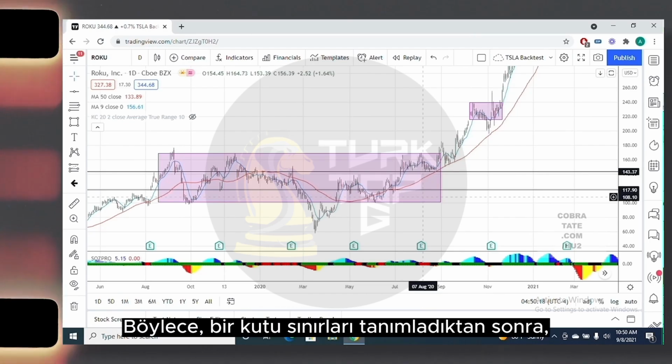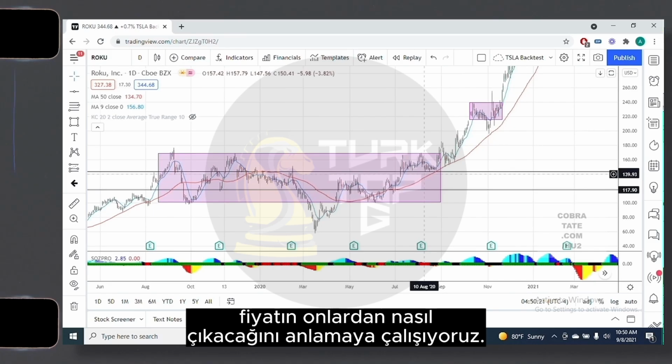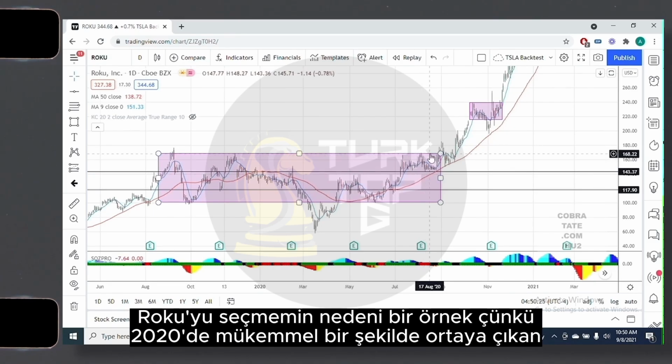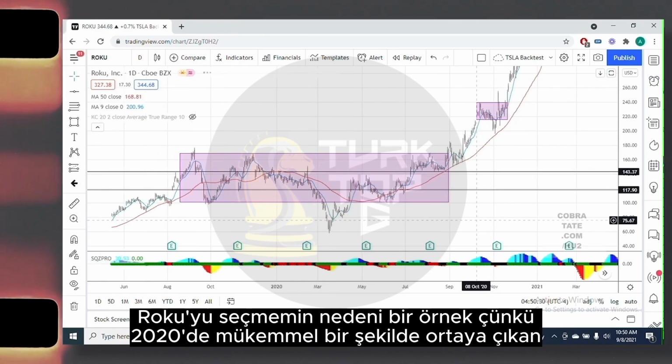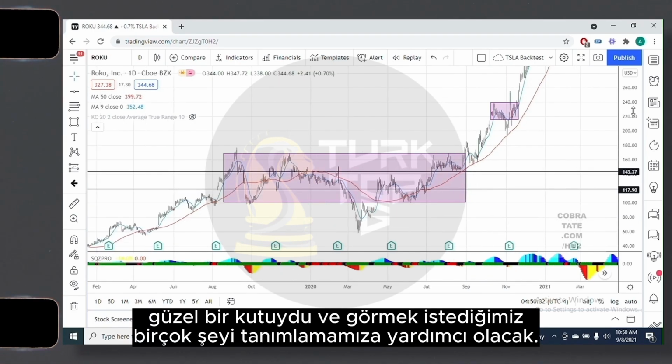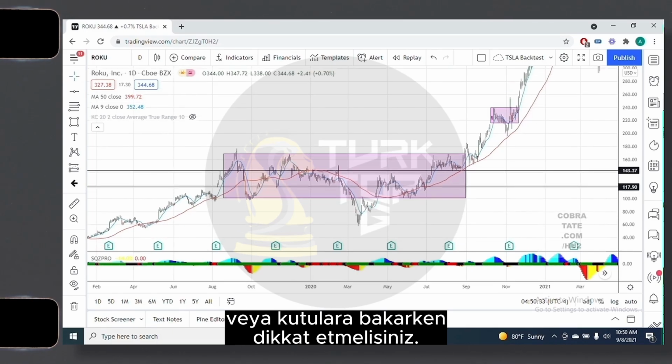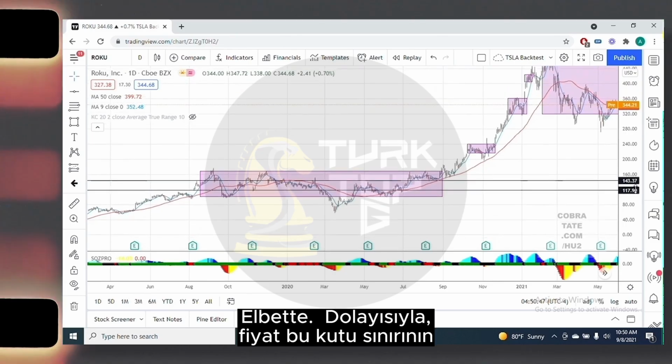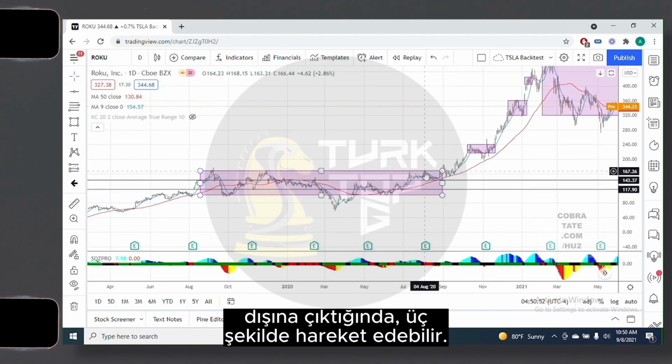So once we have defined the box boundaries, we try to understand how the price will move out of them. The reason I've picked Roku as an example is because it was a beautiful box in 2020 which broke out perfectly, and it will help us define many of the things you should be looking out for when you're looking at boxes. All right. So once the price breaks out of this box boundary, it can move in three ways.